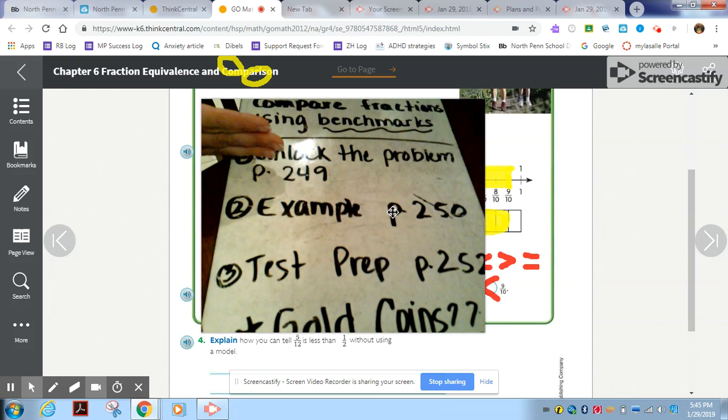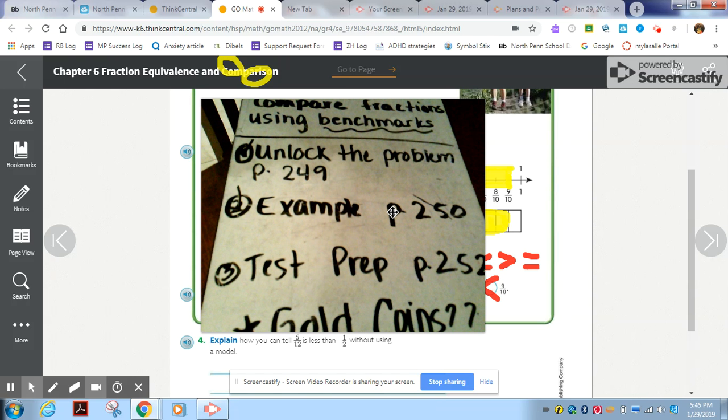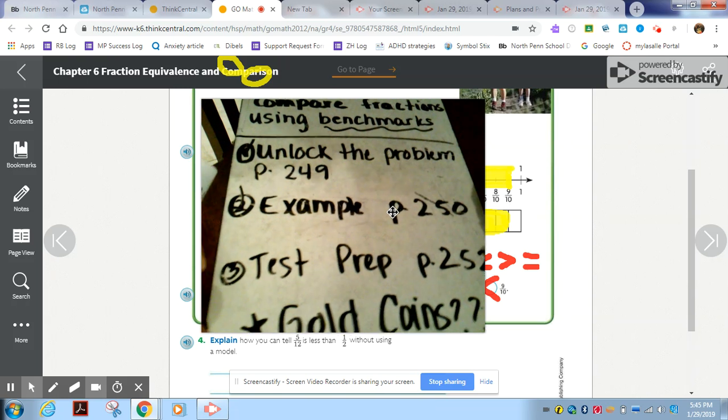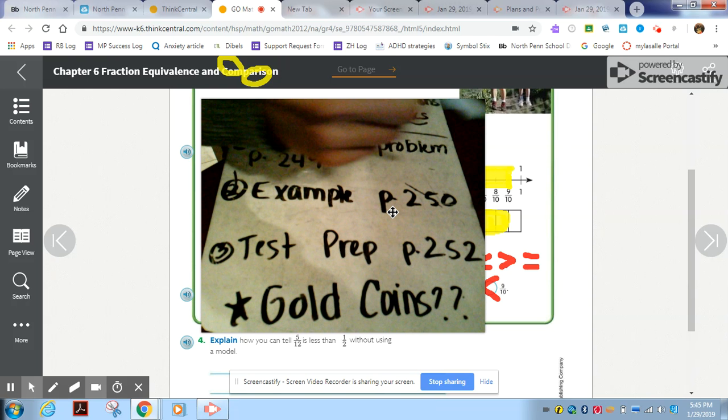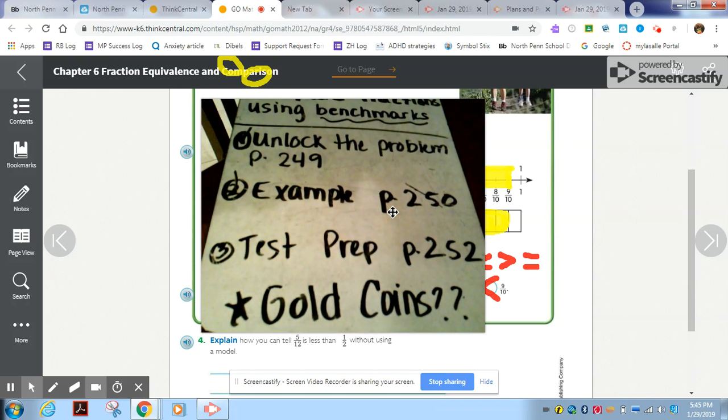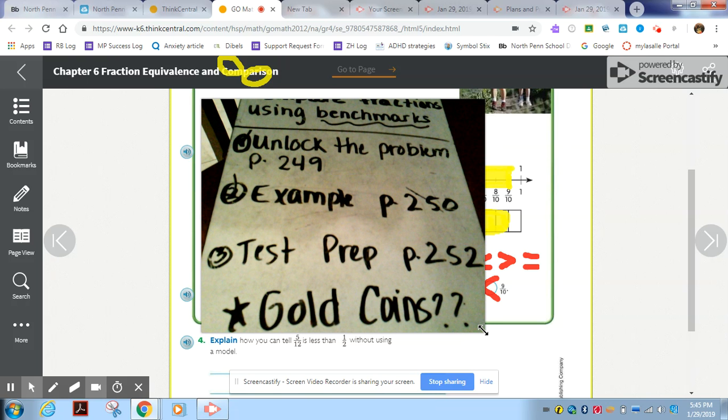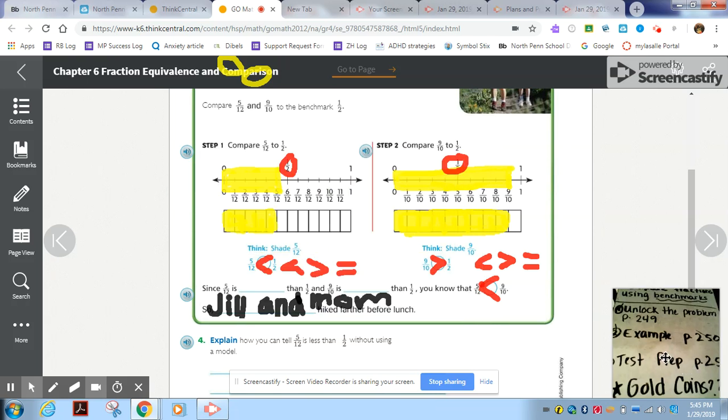We've already done the unlock the problem. You guys were rock stars with that. We moved on to the example, which we just did using our benchmark and our fraction strips by coloring it in and using a model. That's fantastic. Guess what? We're ready for some test prep. Hey, and why do we do test prep? We do test prep to help us get prepared for if and when we take the test, we know what type of questions we might be asked. It's always better to be prepared.